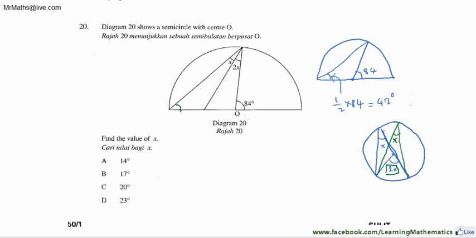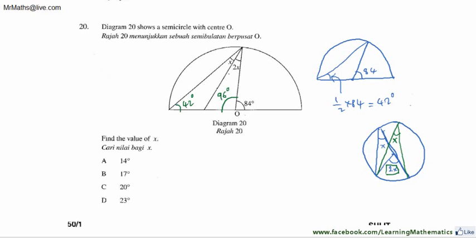So here this is 42 degrees. So how can you find x then? Because this is 42, and this is 84, then you can find that angle. What is that angle? 180 minus 84, which is 96 degrees. Okay, 96 plus 84 is 180.